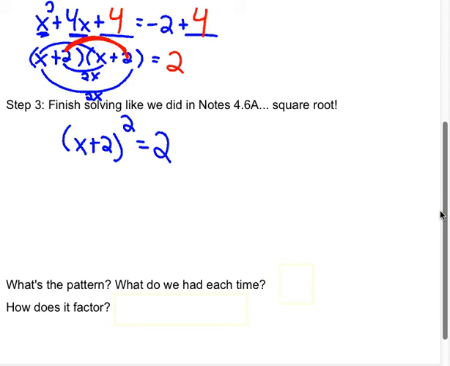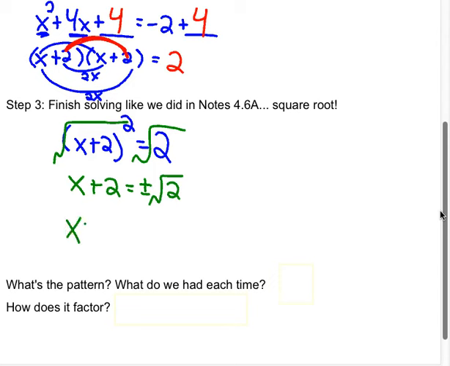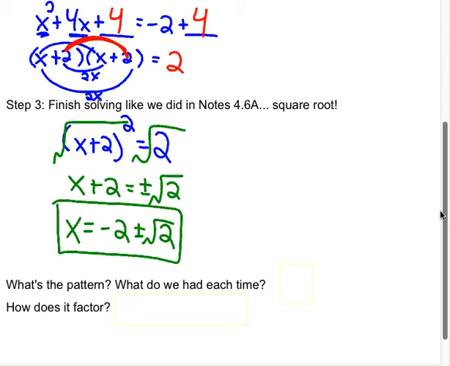Now I can square root both sides to get x plus 2 equals, you always need your plus or minus, and now to get x by itself, I'm going to subtract 2 over. And that is going to be my final answer.